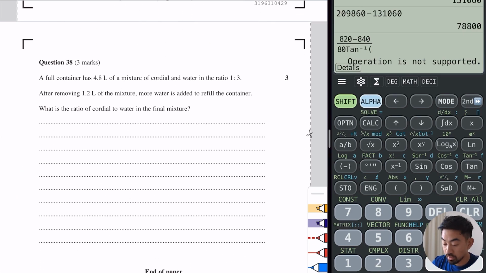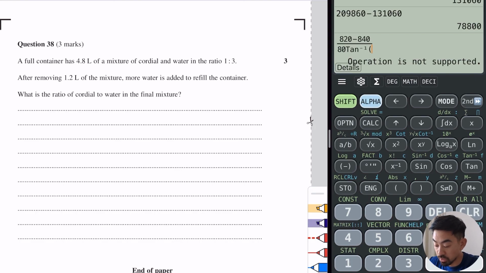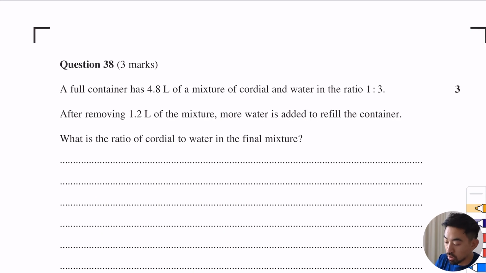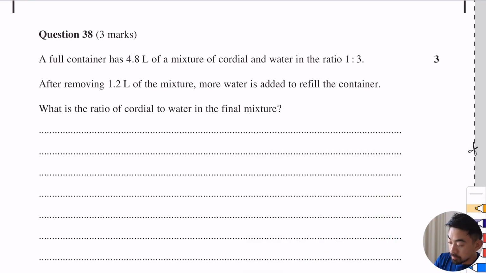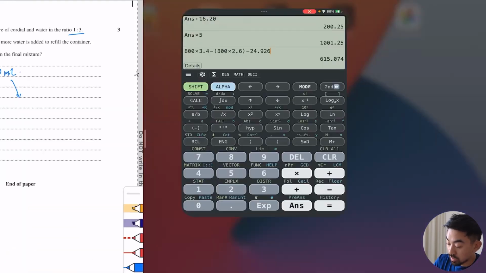All right, last question. A full container of 4.8 litres of mixture of cordial and water is in the ratio of 1 to 3. After removing 1.2 litres of mixture, more water is added to refill the container. What is the ratio of cordial to water in the final mixture? Okay, so last question seems not too bad, but let's find out. So cordial and water is in the ratio of 1 to 3. Now I'm just going to make that into milliliters to make it easy to work with. So it's in the ratio of 1 to 3. So 1 to 3. Let's work that out.